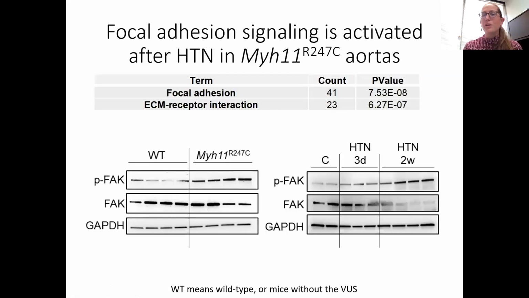And we did the dramatically chocolate soup version of looking at what genes are expressed in the aortas of mice that have both hypertension and the VUS. And what we found was that the most upregulated pathway was focal adhesions. This is not surprising given the structural changes that I showed you on the last slide. One of the key proteins inside of focal adhesions is called focal adhesion kinase, which I've abbreviated here as FAK. And it gets activated by something called phosphorylation. So PFAK means activated FAK or activated focal adhesions.